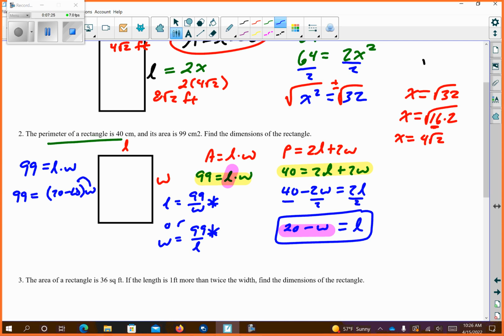That's W. So I'm going to distribute this over, see what happens. 99 equals 20W minus W squared. Let's subtract 99 from both sides, and I'm going to flip the whole thing over. Let's see. I'm going to get negative W squared plus 20W minus 99 equals 0.